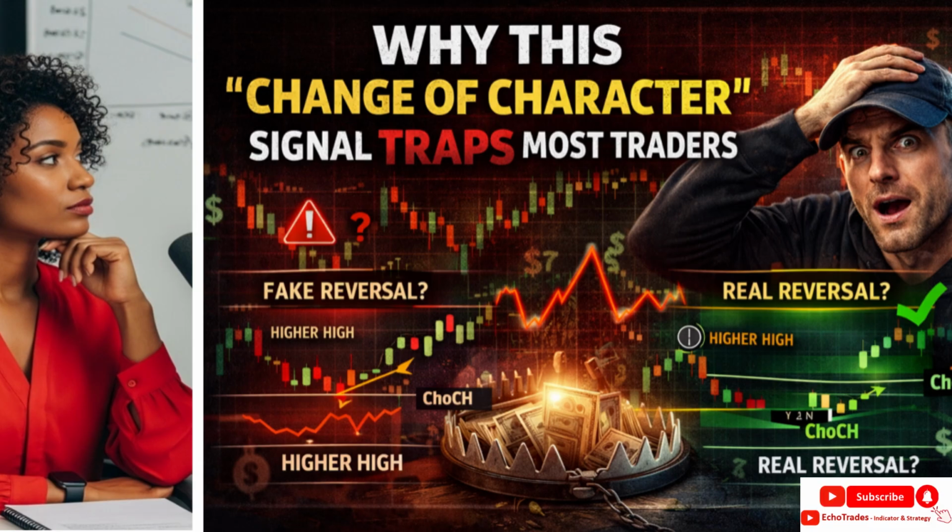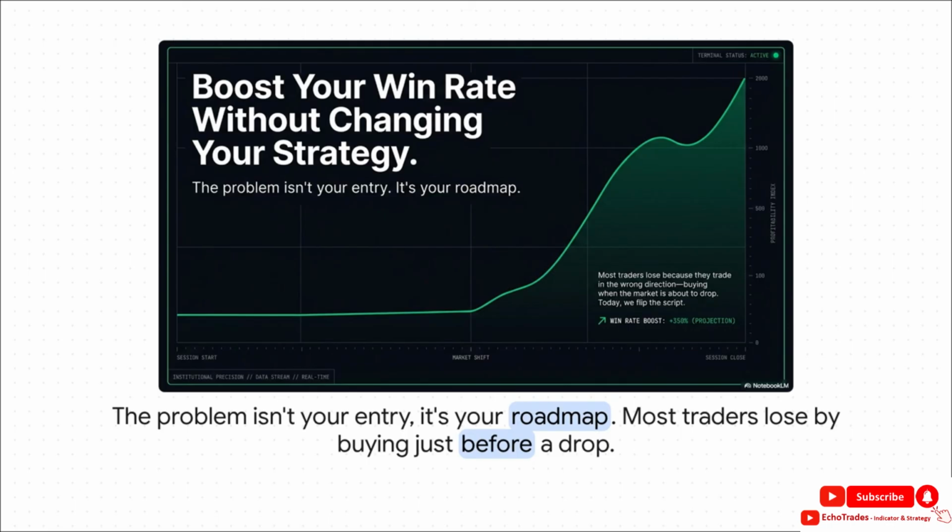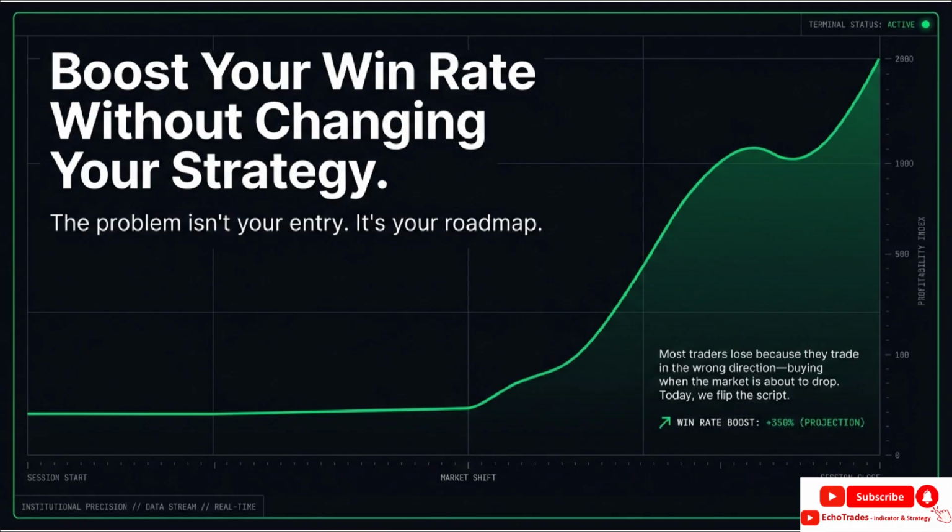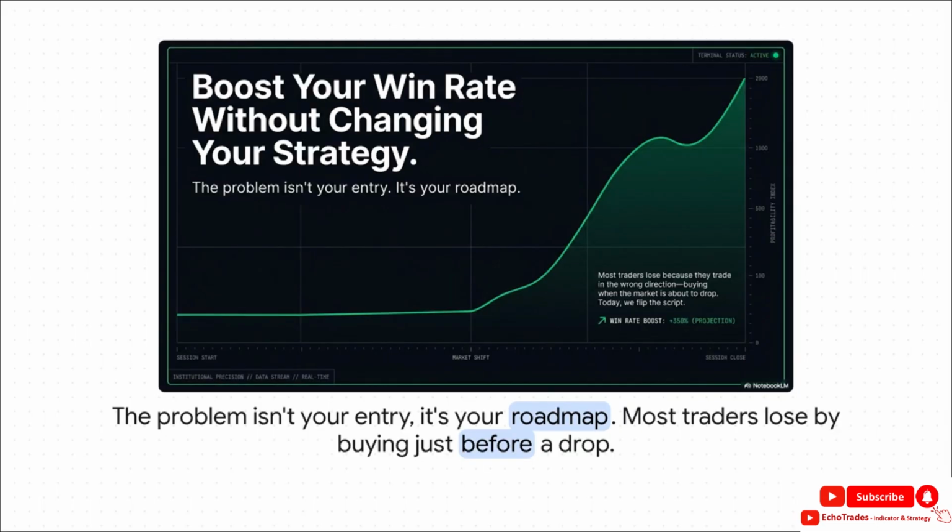So, let me start with a pretty bold promise. What if I told you that you could boost your win rate, maybe significantly, without even touching your core strategy? So how's that possible? Well, it's about fixing your roadmap. See, the biggest problem for most traders, it's not actually their entry. It's that they're just trading in the complete wrong direction. They're buying right when the market is about to tank.